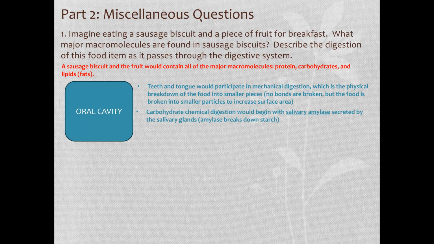Carbohydrate chemical digestion would begin in the oral cavity with salivary amylase that is secreted by the salivary glands, and amylase breaks down starch, which is a type of carbohydrate.